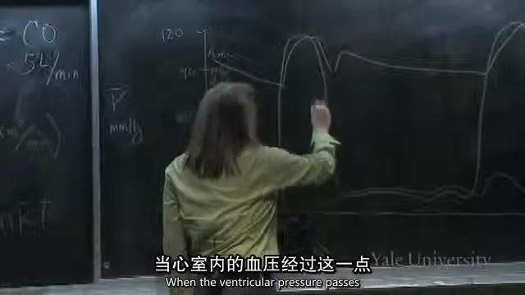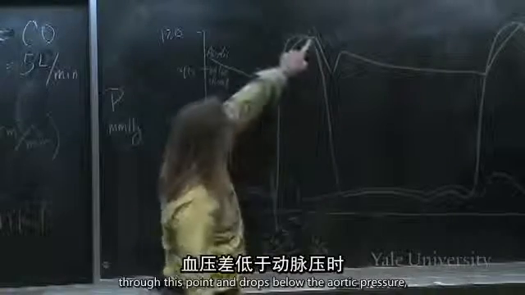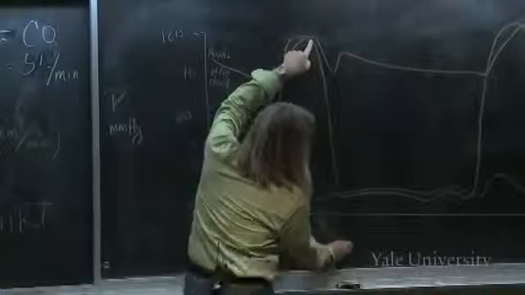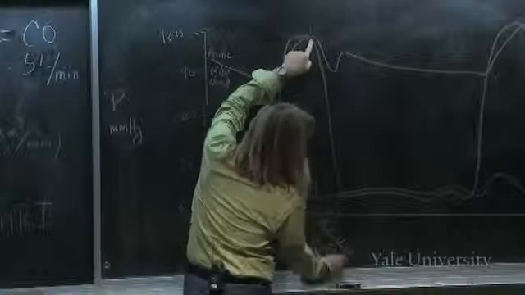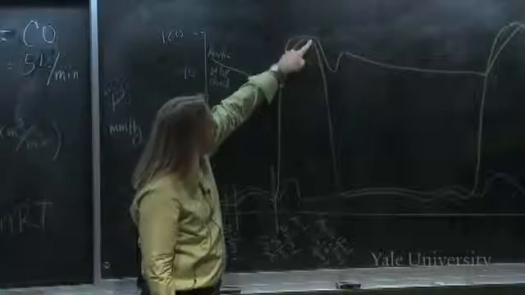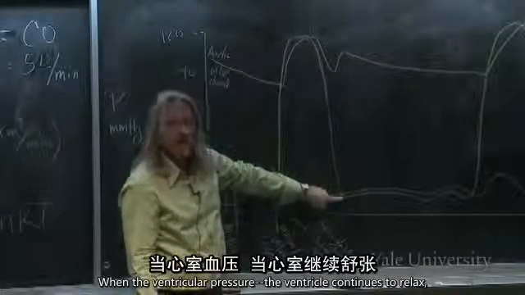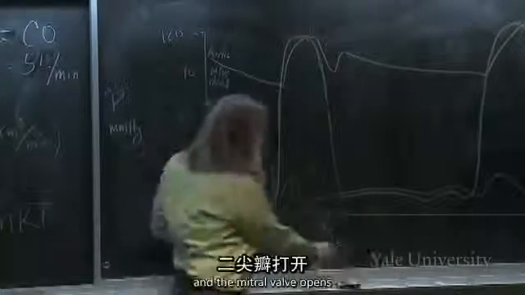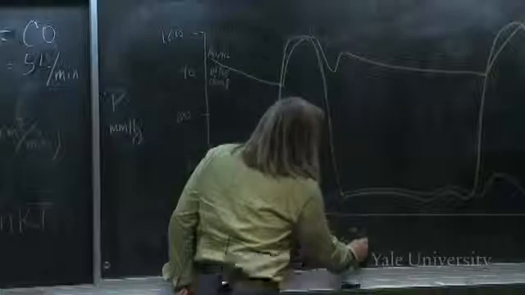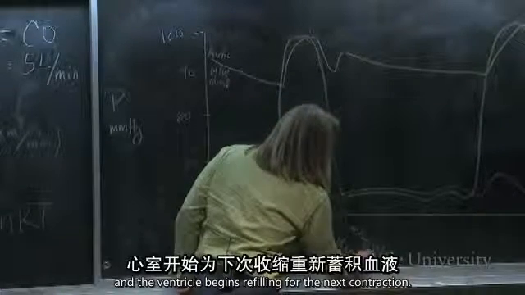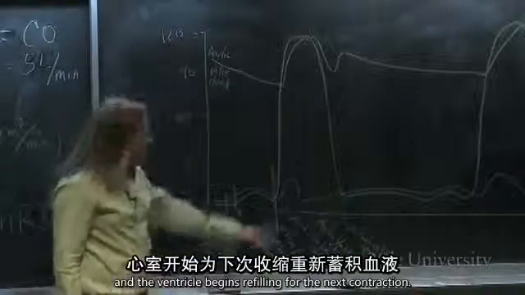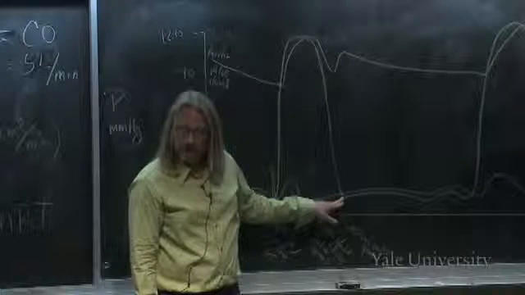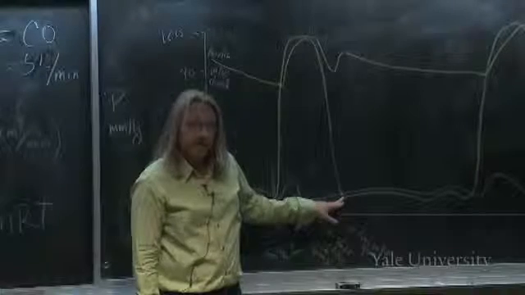When the ventricular pressure passes through this point and drops below the aortic pressure, then the aortic valve closes. The ventricle continues to relax, and eventually the pressure falls even below the pressure in the atrium, and the mitral valve opens. And the ventricle begins refilling for the next contraction. All right. This makes sense.